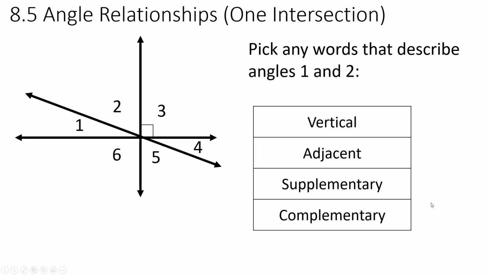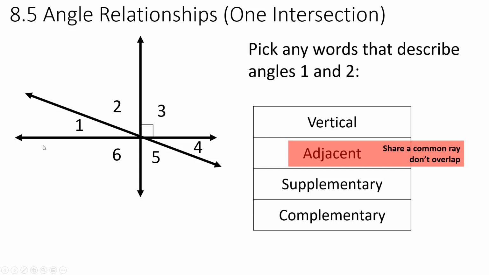Moving on. Angle relationships. Okay, we have this intersection here of 3 lines. All these angles have been created. They're asking about angles 1 and 2. They're next to each other. They share a ray between them. That's known as adjacent. So they're adjacent. They share a common ray between them and they don't overlap.